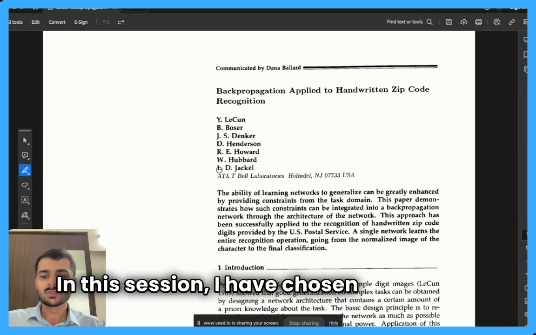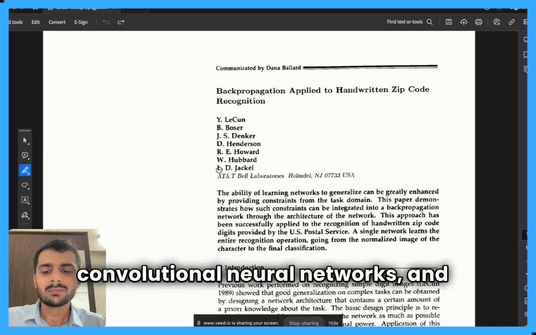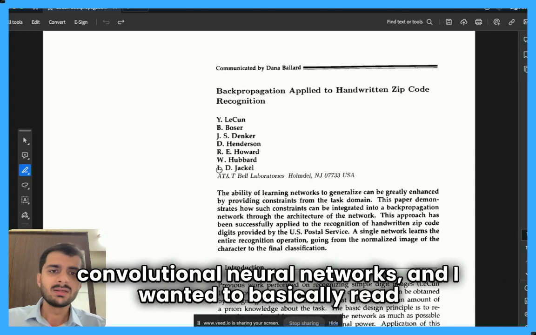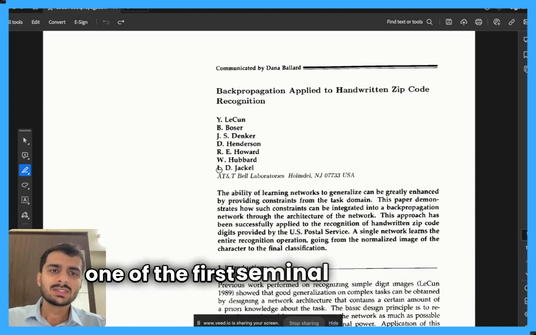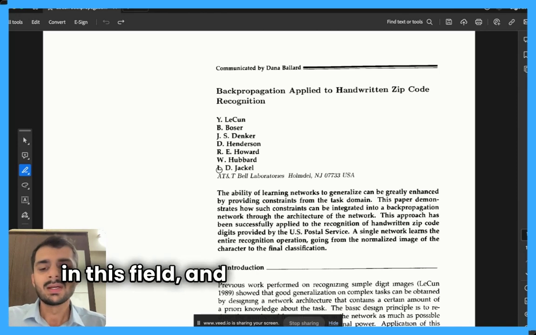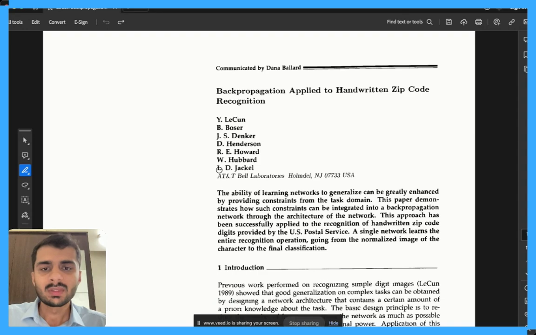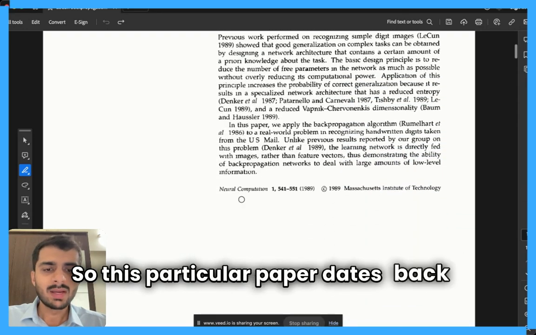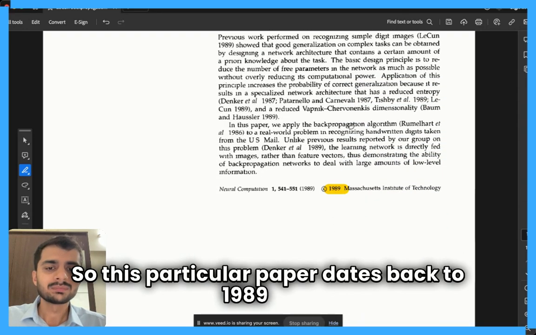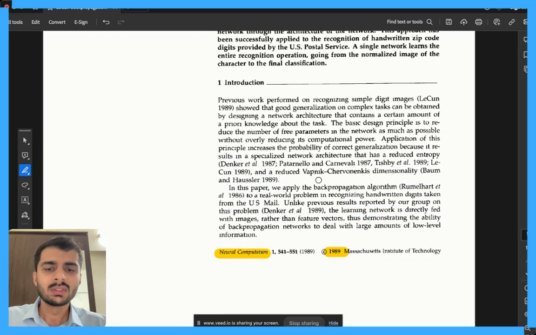In this session, I have chosen the topic of convolutional neural networks, and I wanted to read one of the first seminal papers that came out in this field, and I wanted to understand how the field has evolved since. So, this particular paper dates back to 1989, and it was published in the Journal of Neural Computation.